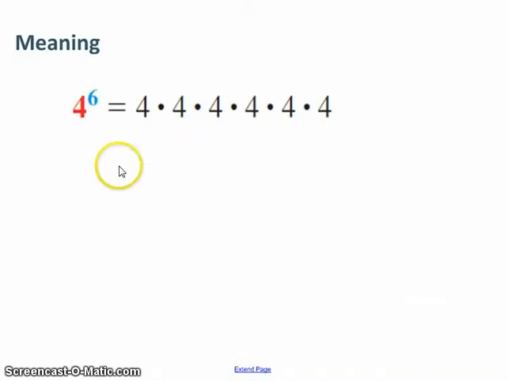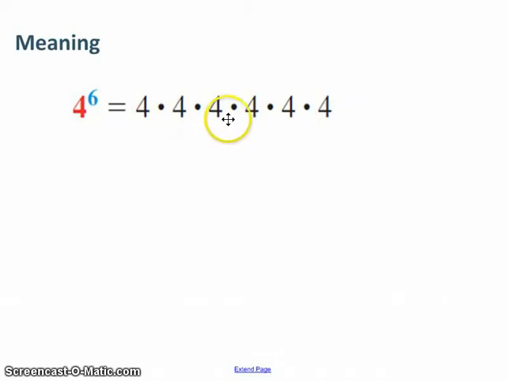All right, let's talk about meanings. Base 4, exponent 6. What that means is that I have a string of 4s being multiplied by each other. How many are in that string? Well, the number in the exponent tells me there are 6 of them. And in fact, the reason we use powers, the reason we talk about exponential form, is so that we can have a shorthand so we don't have to write something this long.